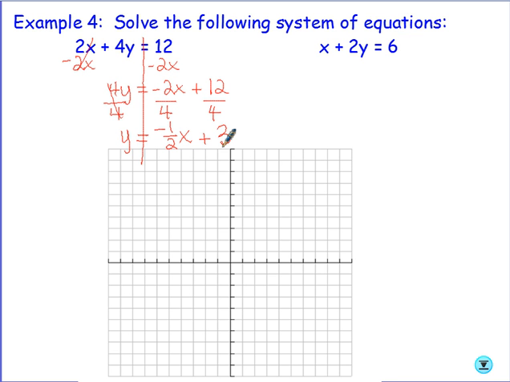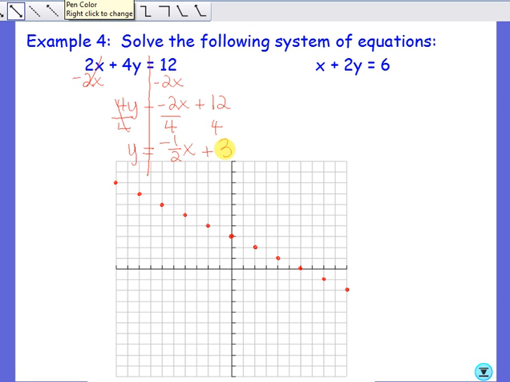So let's go ahead and start at our starting point. I'm going to go up 1, 2, 3. My slope tells me to go down 1 and right 2. So down 1, right 2. Repeat it as many times as it takes to fill up that graph. And draw the line that connects them.